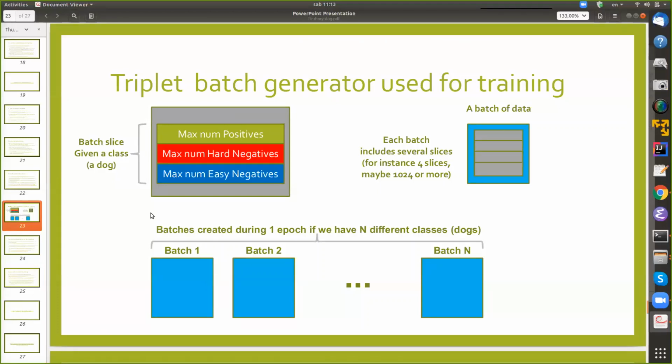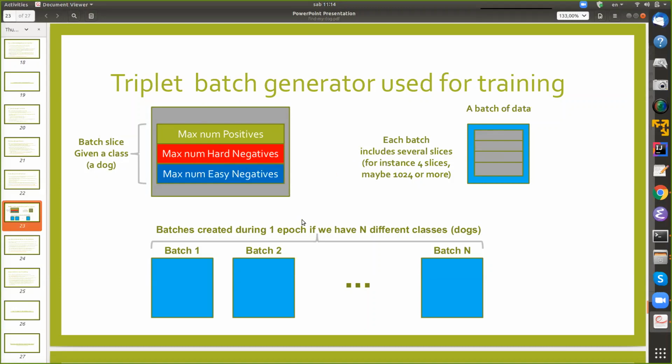I basically create batches in a way that guarantees if I have 100 dogs for training or 1,000 dogs for training, I will give to the network one batch for each dog. So if I have, for instance, for my training, 1,000 classes or dogs, I will give for one epoch 1,000 batches. But a single batch is not a single triplet. A batch is made of a number of slices, and each slice includes triplets.